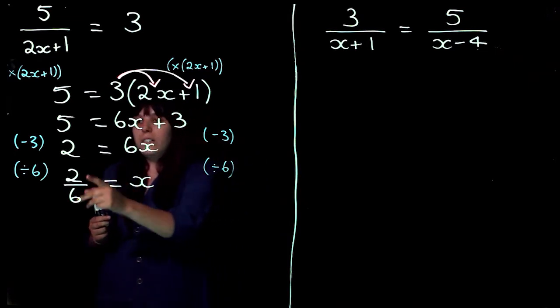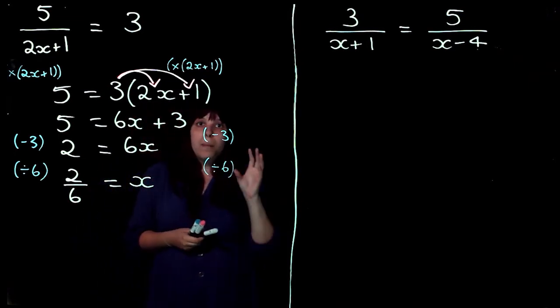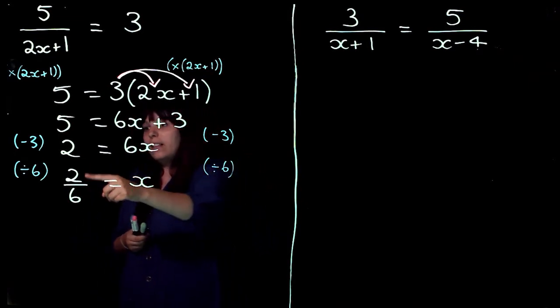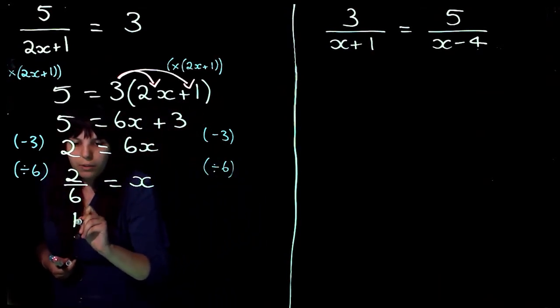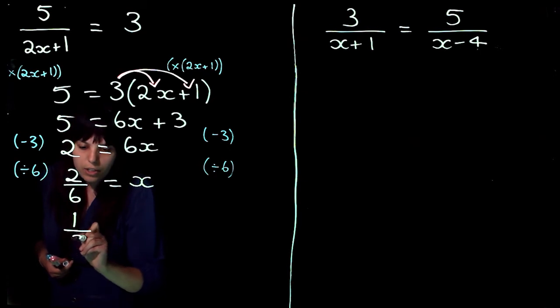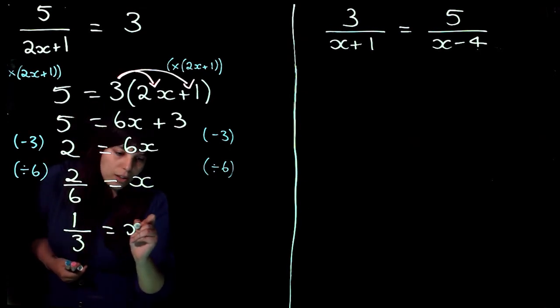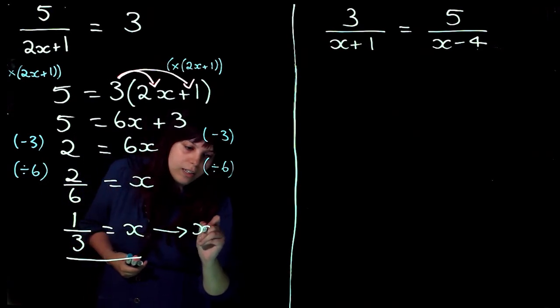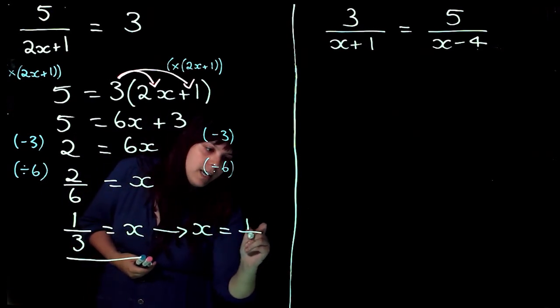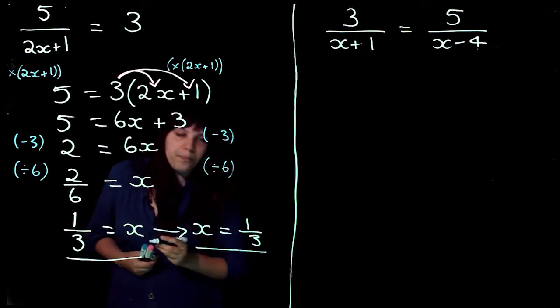And to do that, I divide the numerator and the denominator by a common number, and that common number is going to be 2. So I end up with 2 divided by 2, which is 1, and 6 divided by 2, which is 3. So x equals a third, and that's my solution. But I prefer to have the x on the other side, so I just rewrite it. So x equals a third.